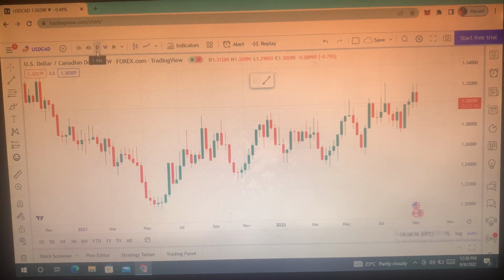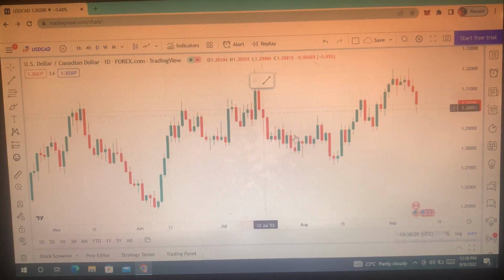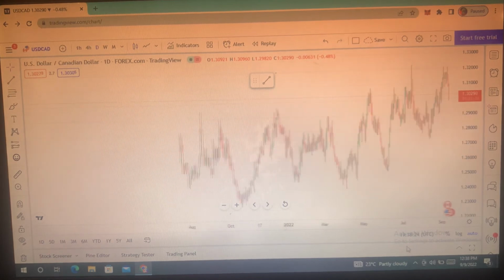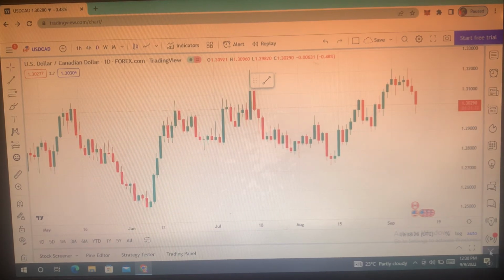Okay, this is a week. You see here 1 day, you can see it's down there. So each candle represents 1 day. Each candle you see here represents 1 day. This is today, 9th of September. Yesterday, day before yesterday. Yeah, so you can see candles really speak a lot of languages.